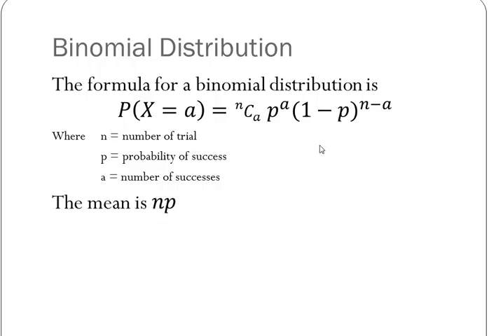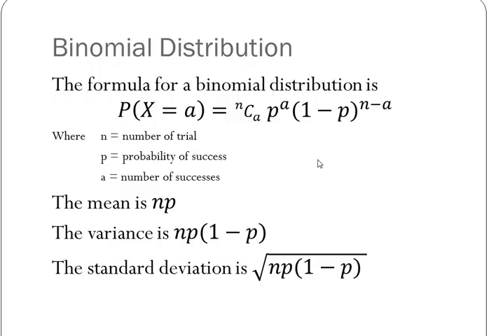It also means that if I want to work out the mean of a binomial distribution, my mean is np, my variance is np multiplied by 1 minus p, and my standard deviation therefore is the square root of np(1 minus p).